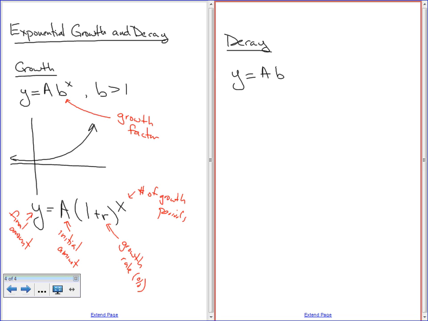So you have an initial value, but this time your base has to be a number between 0 and 1. So if the base is a number between 0 and 1, if you recall, we got a graph that looked like this. So as x got bigger and bigger, the function got smaller and smaller, closer to 0. And this is my decay factor, almost said rate, and factor.